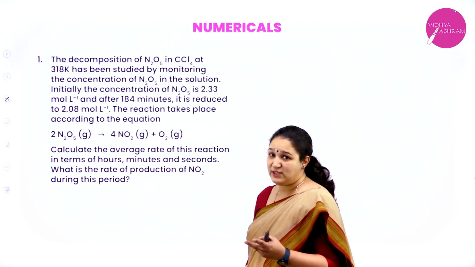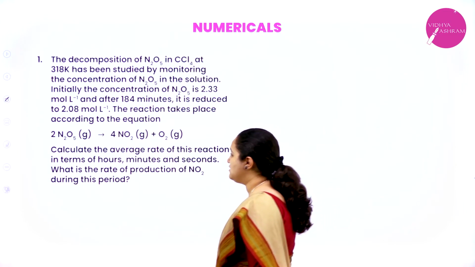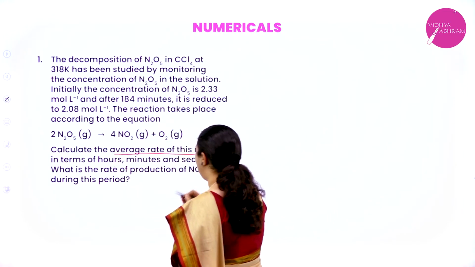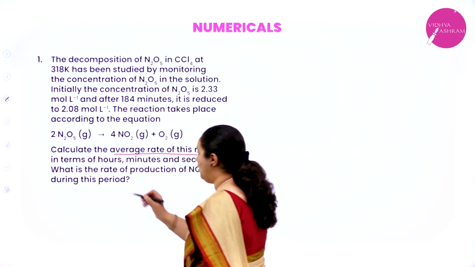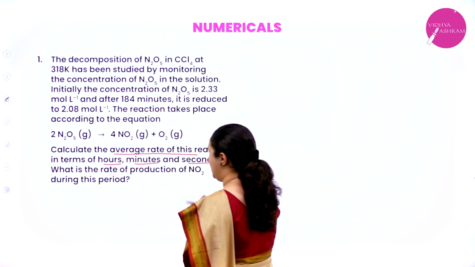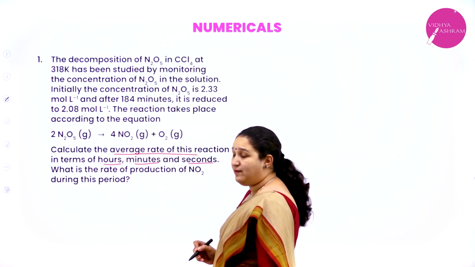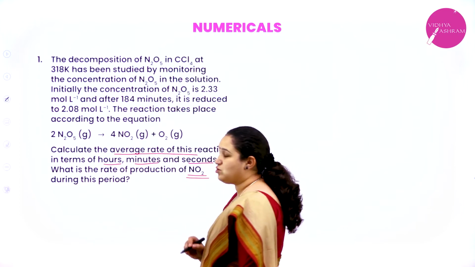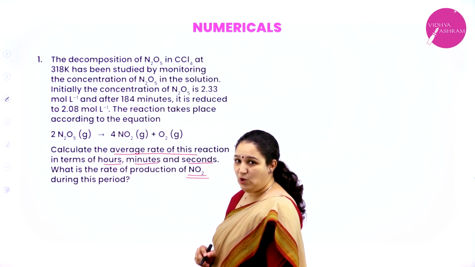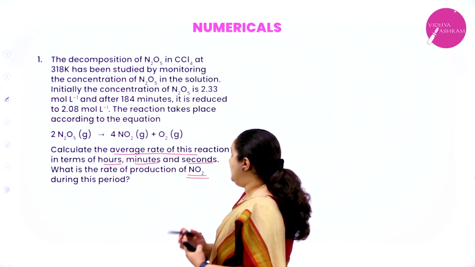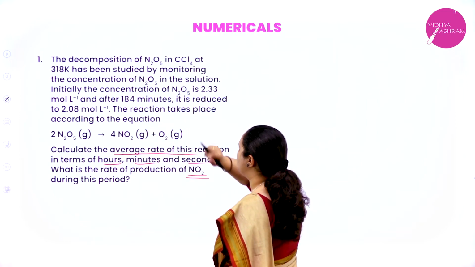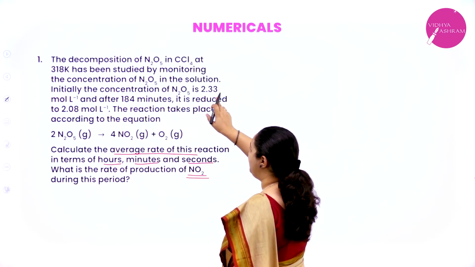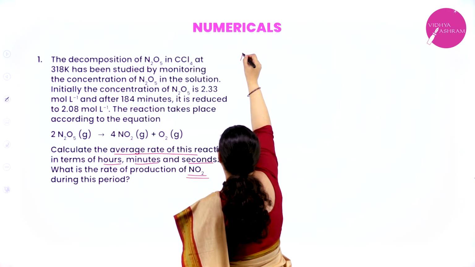So we have two questions here. First, they are asking us to find out the average rate of the reaction in terms of hours, minutes and seconds. Second question is, what is the rate of production of NO2 also we have to find out. Now what is given? They are given the initial concentration of N2O5.